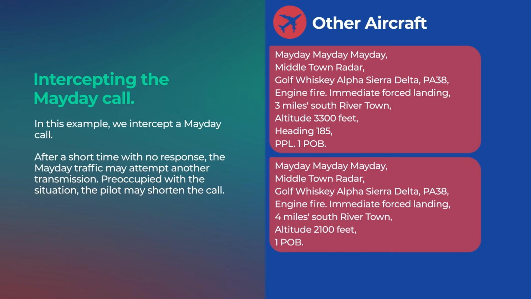Mayday, Mayday, Mayday, Middletown Radar, Golf Whiskey Alpha Sierra Delta, PA38, engine fire. Immediate forced landing, 4 miles south Rivertown, altitude 2,100 feet, 1 POB.